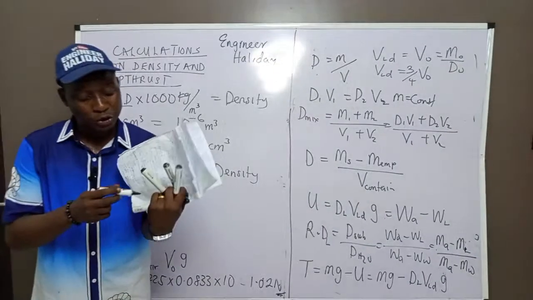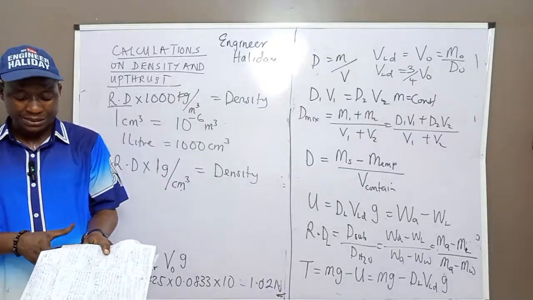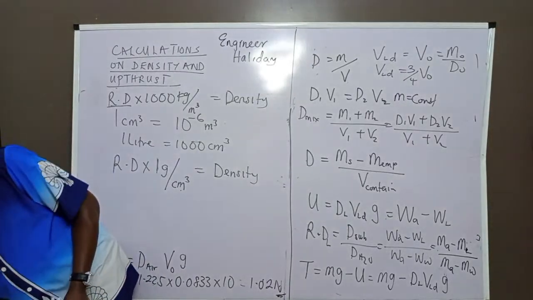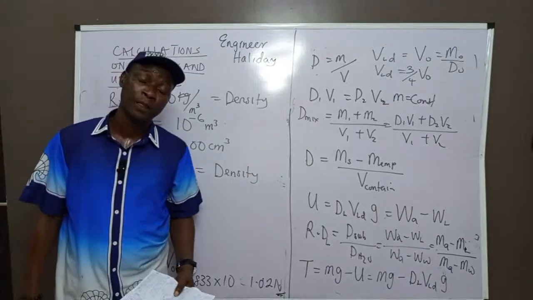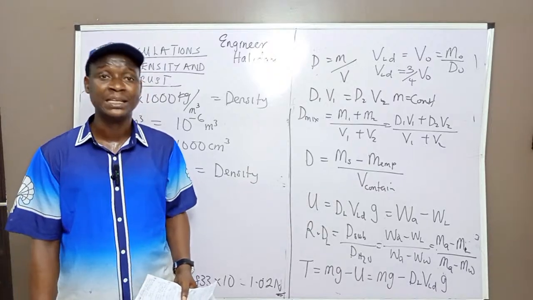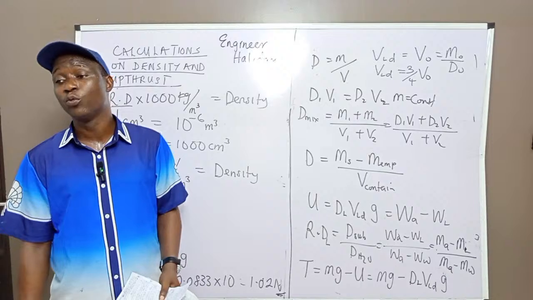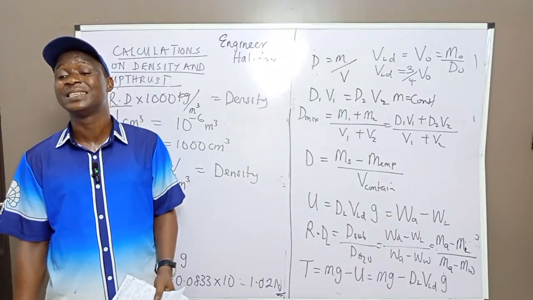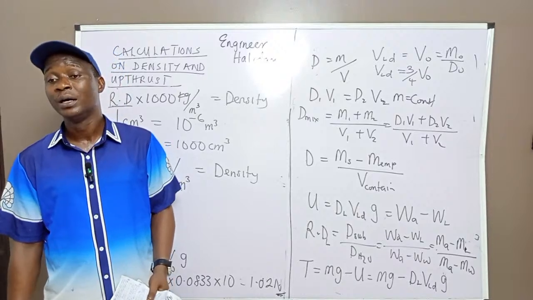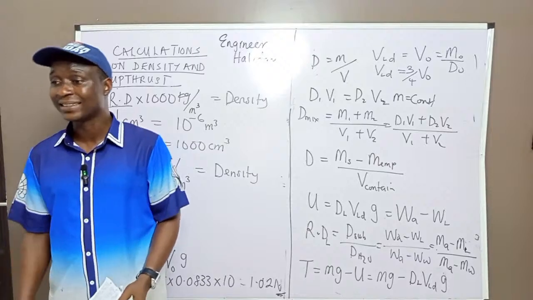Don't forget that the instrument used to measure relative density is called a hydrometer, using the principle of flotation. When a body is placed in water, two forces act on it, which are weight and upthrust. And when a body is in granular or powder form, to measure the density or relative density of the substance, we use a density bottle. So that is just that.